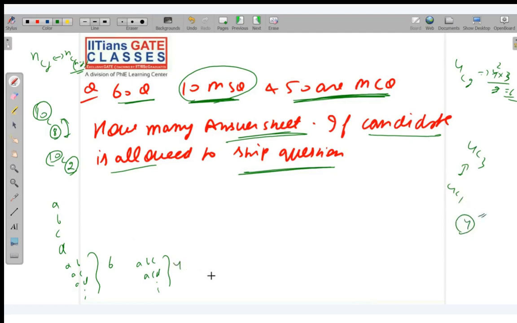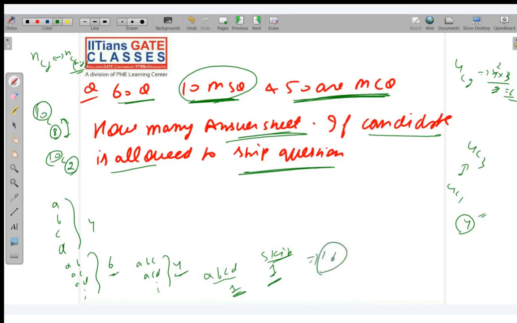Okay, and then all can be correct: A, B, C, D. So only one choice will be there. All are correct. And if you want to skip it, there is one choice. One choice for the skip. So how many ways are there? 1 plus 1 plus 4 plus 6 plus 4. So 6 plus 4, 10. 10 plus 4, 14, 15 and 1, 16. So 16 choices are there.